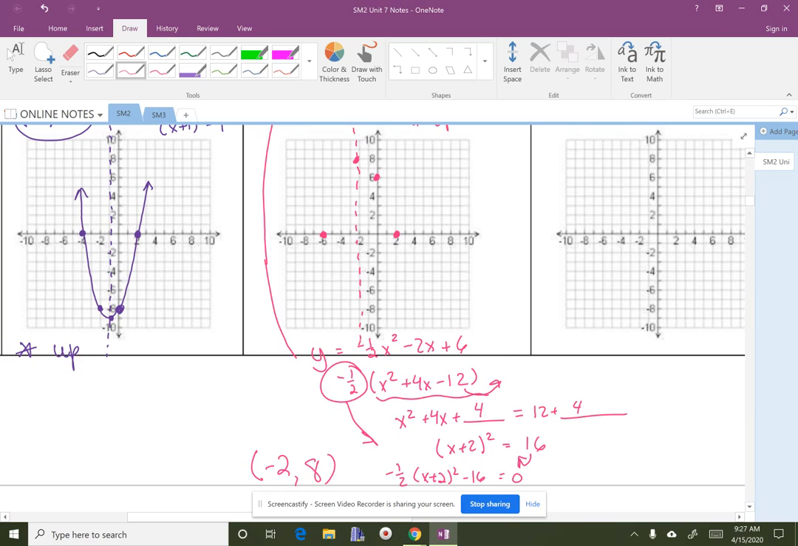So I'm going to make sure, okay, that I have the same points on both sides. And I'm going to connect my dots.